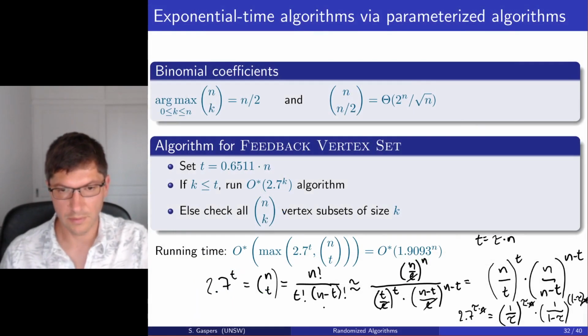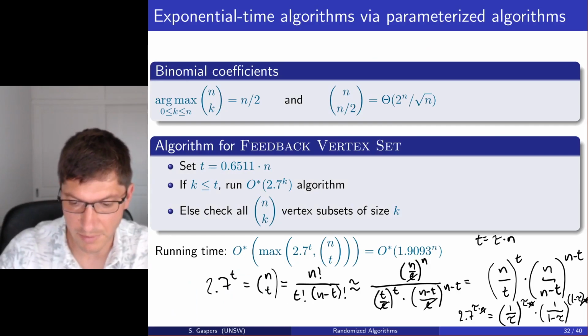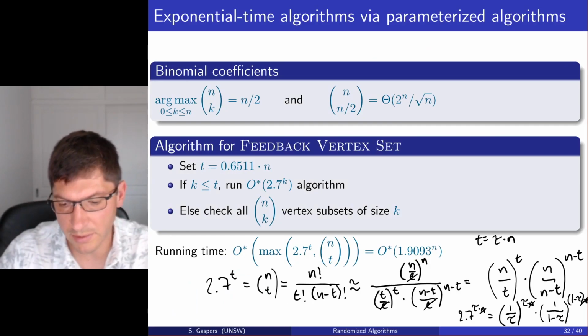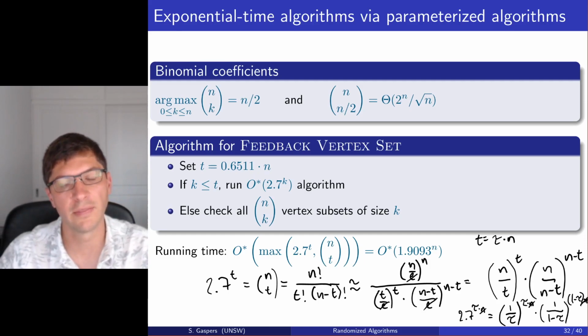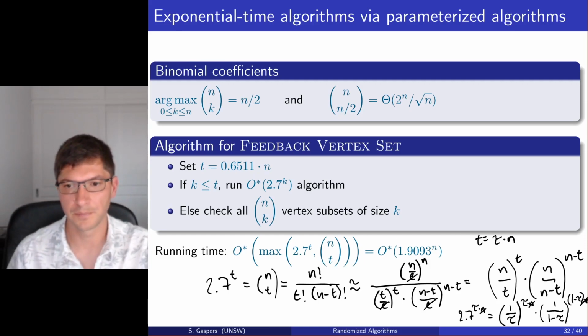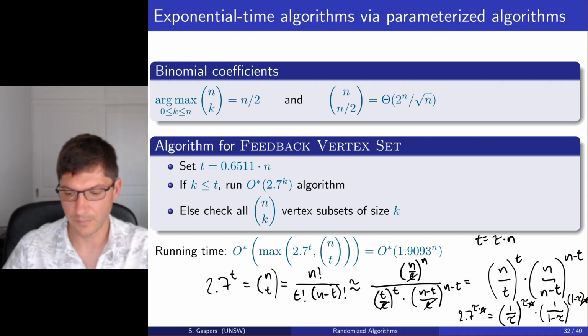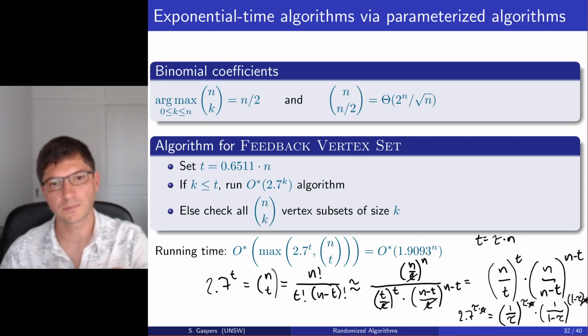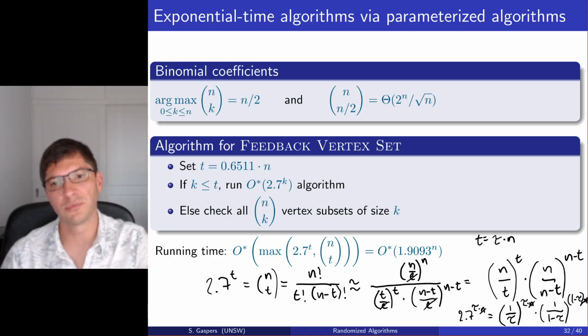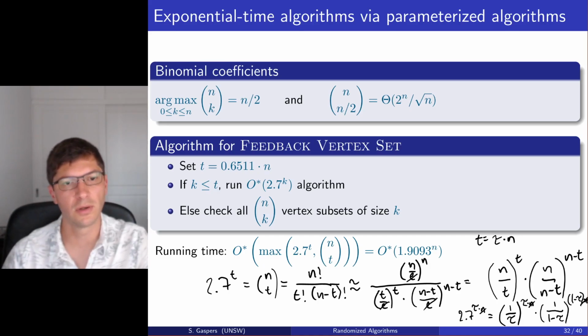Okay, so we'll now indeed get this running time here. So we'll have a running time of O star of 1.9093 to the power n. So this is just by running the parameterized algorithm when k is small, and otherwise doing an exhaustive search.